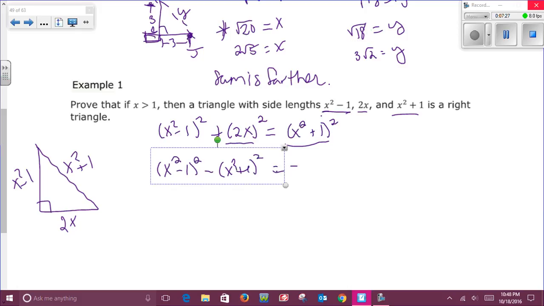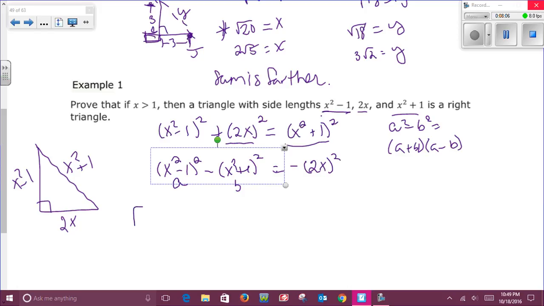equals a negative 2x squared. And I'm going to treat this parentheses as A and this parentheses as B, because both of the terms are squared. And if I have A squared minus B squared, I can factor it to A plus B, A minus B. So I'm going to use that same concept over here.